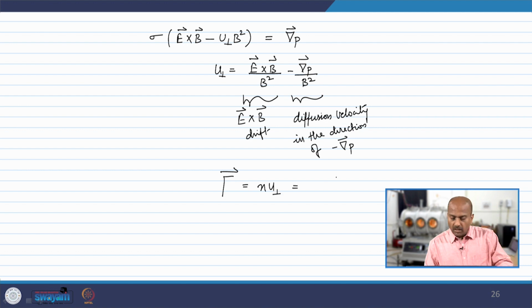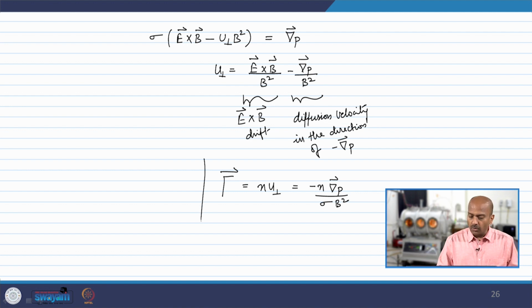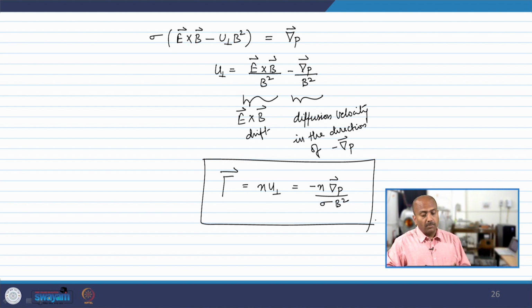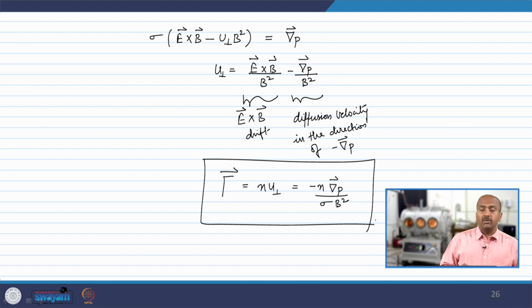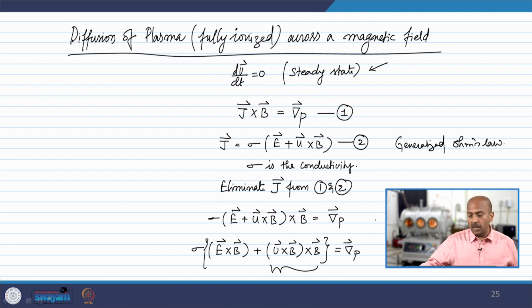So, using this, only the pressure gradient, because the other term is the E cross B term, is over sigma B square. What is n? n is the number density, number of charged particles per unit volume, right. Now, so far this is the flux. So, this will be the diffusion flux for a fully ionized plasma in the presence of a magnetic field, right. Now, so far we have not differentiated between the electrons and ions. So, that means that we had actually considered a single fluid, fully ionized plasma.